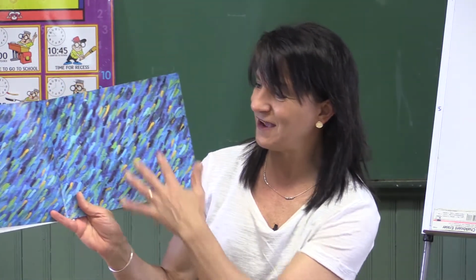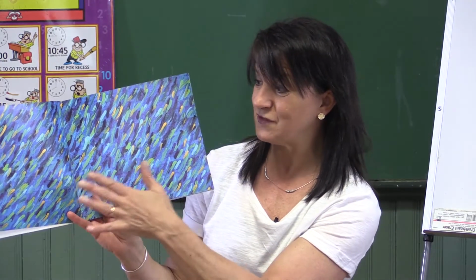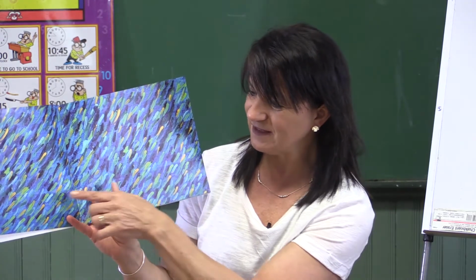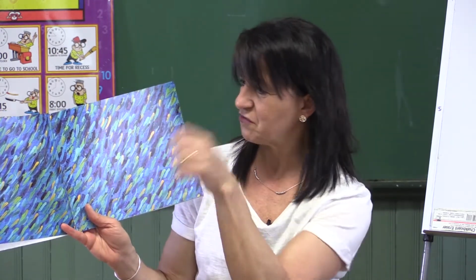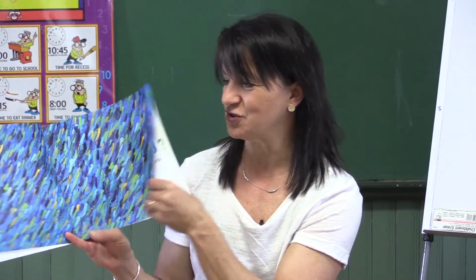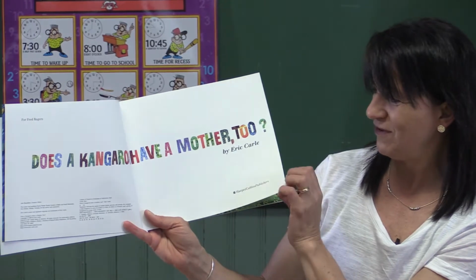So look at that. Again, right before he even starts, he puts lots of color. So this was just lots of different paints, blues and greens, and he throws in some yellows and a little bit of black and just throws it on the paper. And he's probably going to use part of this to make his illustrations. Does a kangaroo have a mother too?